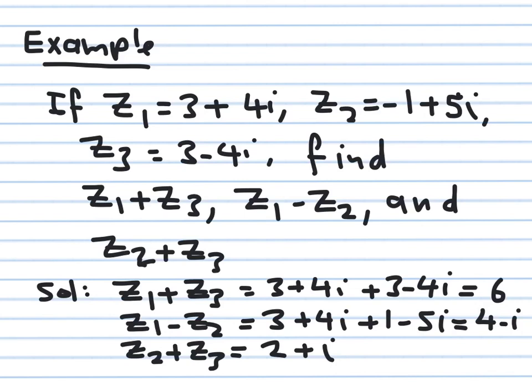The last thing is to sum Z2 and Z3. So you get minus 1 plus 3 will give you 2. And you get 5 minus 4 will give you 1. So you get 2 plus i. This is the summation of Z2 and Z3.